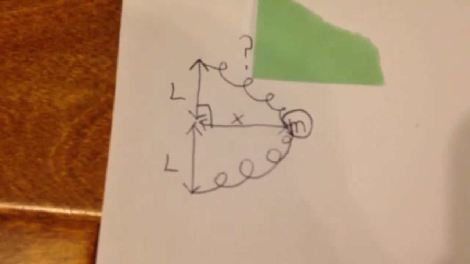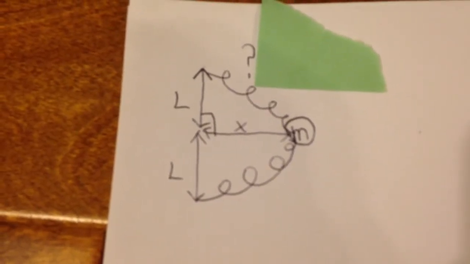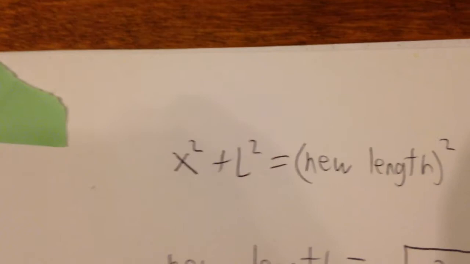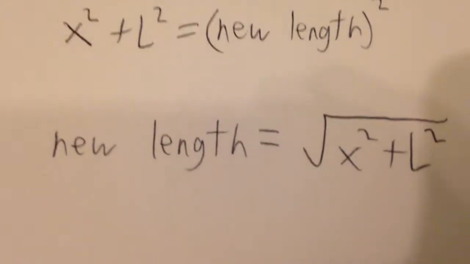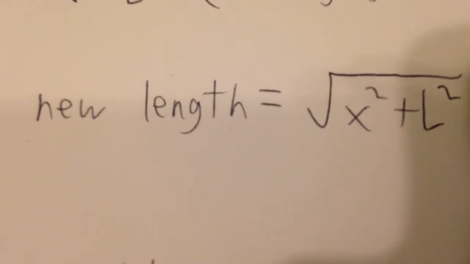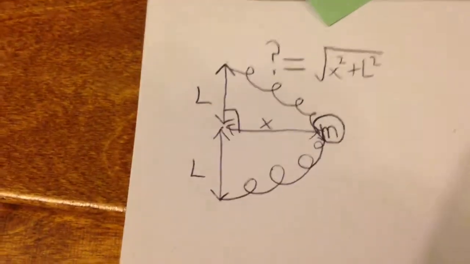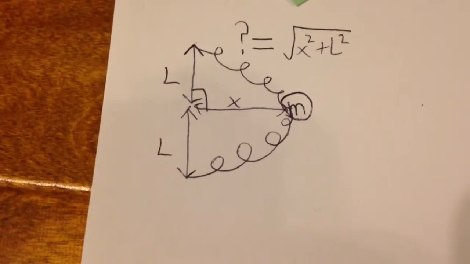So we need to find the new length of the springs after it's been stretched, which is where the question mark is. So what we need to do is use the Pythagorean theorem. Using the Pythagorean theorem, we get x squared plus L squared is equal to new length squared. Then we take the square root of both sides to get that the new length is equal to the square root of x squared plus L squared. We only use the positive length because there is no negative length. So now we have found the new length, the hypotenuse, to be the square root of x squared plus L squared. So now we can find c, the change in the length of the spring.